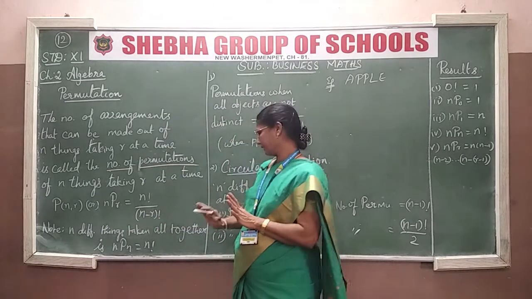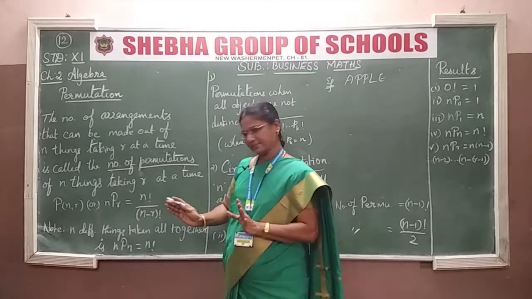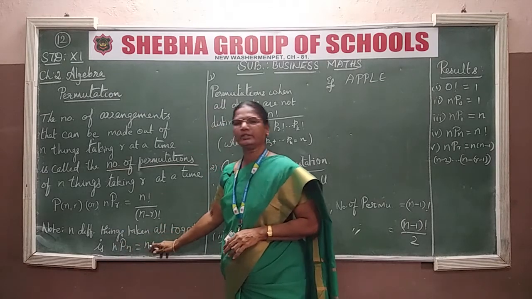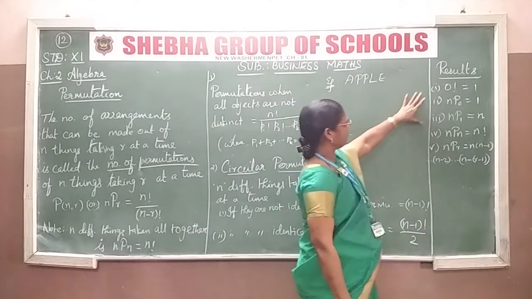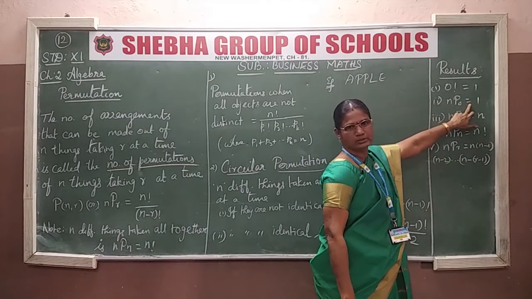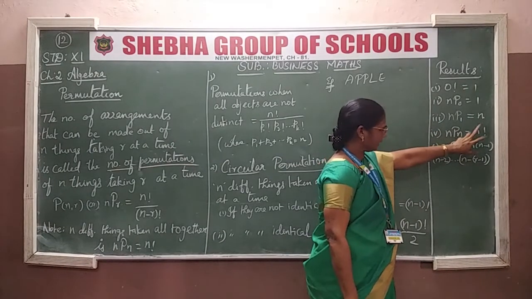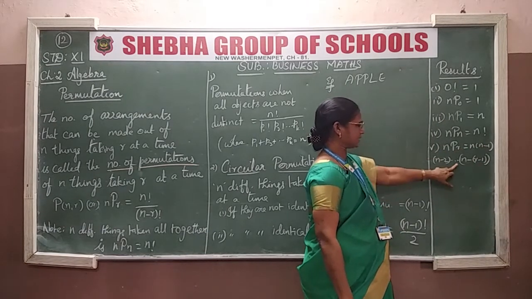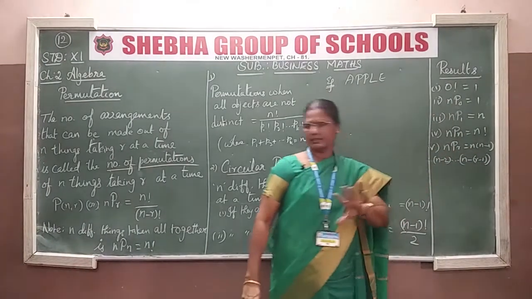If n different things are taken all together, here we were taking only r things, here we are taking n things, all things, then the formula is nPn, which equals n factorial. And we have some results in these permutations, like these five. First one, 0 factorial value is 1, and nP0 value is 1, and nP1 is n, nPn equals n factorial, and nPr equals n into n minus 1 into n minus 2 and so on, up to n minus (r minus 1). Using these results we have to do the sums.